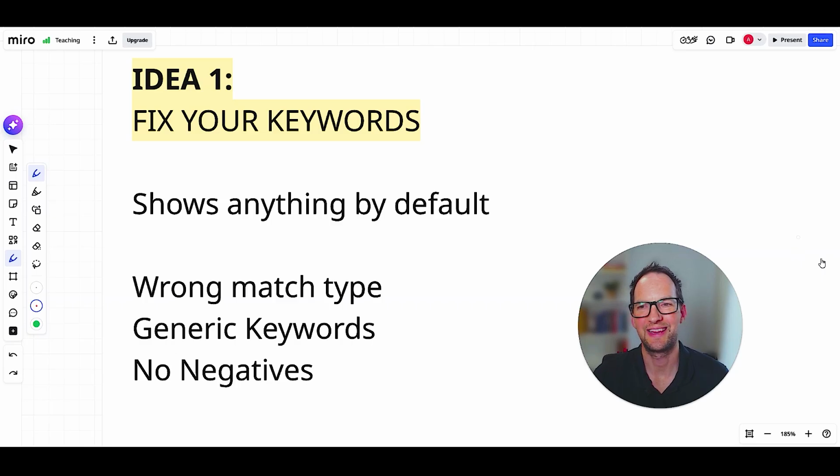To fix your low quality leads, I'm going to show you two ideas. The first idea is fixing your keywords, and the second idea is to fix some of your targeting. Let's look at fixing your keywords to start with. Generally there are three common mistakes that roofers make when it comes to using keywords in their Google Ads account. The first one is using the wrong match type. Next is generic keywords. And the third mistake is no negative keywords. And these all tie together.